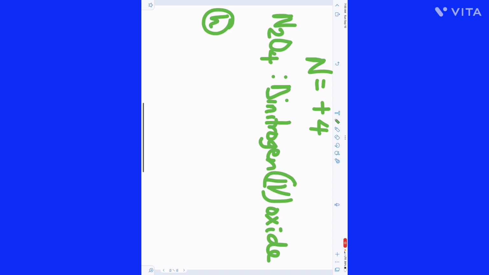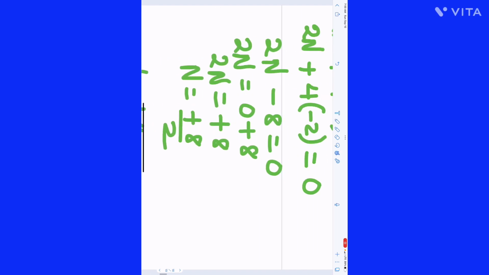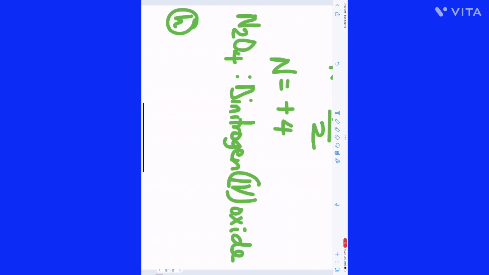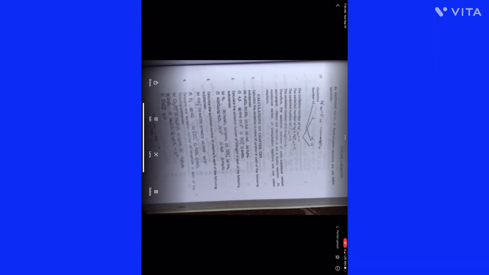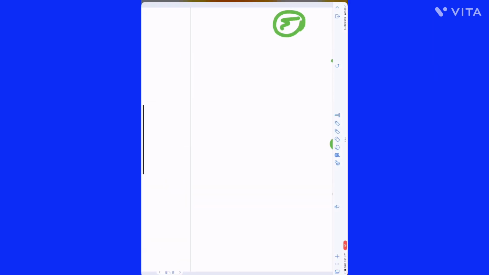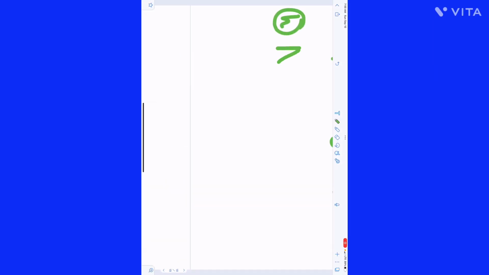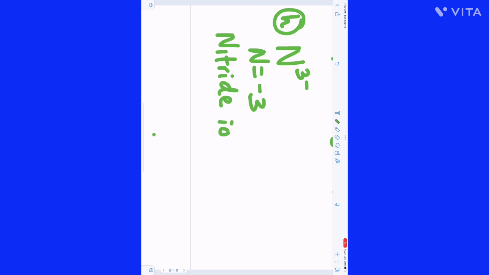H. Question H now. That was G. Question H says N3 minus. That one is straightforward. The oxidation number of nitrogen in this ion is -3. We call this the nitride ion.